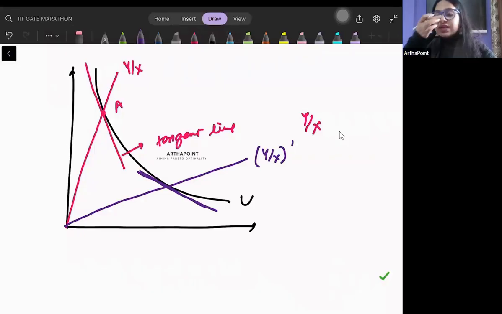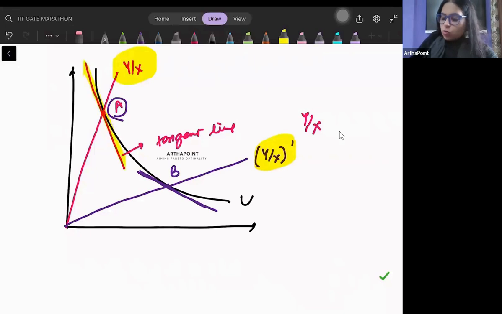So the elasticity of substitution is telling me कि जब मैं पॉइंट A से B पर जा रही हूं, when I am moving from point A to B, this ratio is changing. And so is this slope. Slope is also changing. So what is the percentage change of the ratio and slope? That is what elasticity of substitution is telling me.